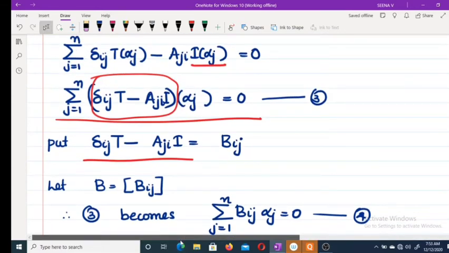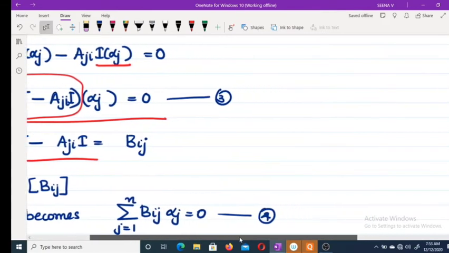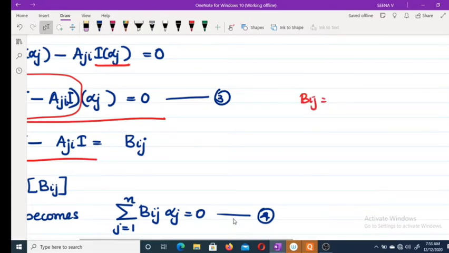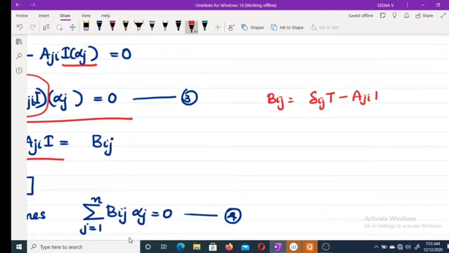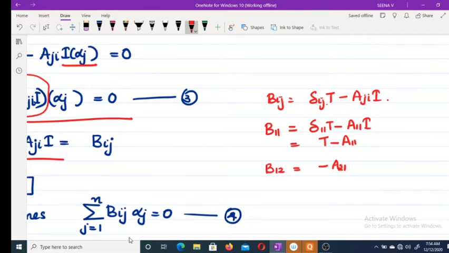Now if you look at B_ij, what is B_ij? B_ij is delta ij T minus a_ji I. If you consider the matrix, what is B_11? B_11 is delta 11 T minus a_11 I, and delta 11 is 1, so T minus a_11 I. What is B_12? Delta 12 becomes 0, minus a_21 I, where I is the identity matrix.